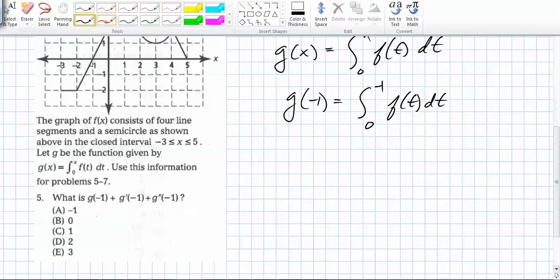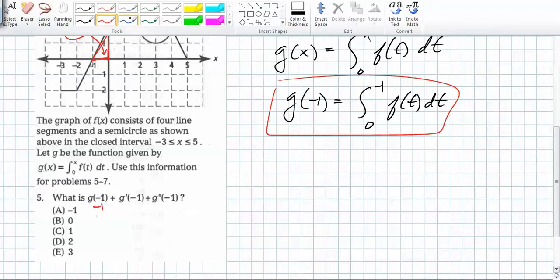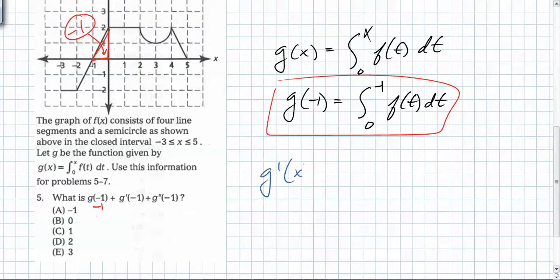So where is that area? It's from 0 right here to -1. You're going backwards. So what's that area? Negative, because you're going from 0 to -1. So this one is -1. And then you do g prime. Now we have to use the fundamental theorem of calculus. What is g prime of x going to be? It's going to be f of x. The fundamental theorem of calculus says you can undo an integral by taking its derivative. Technically you're doing the chain rule, but what's the derivative of x?